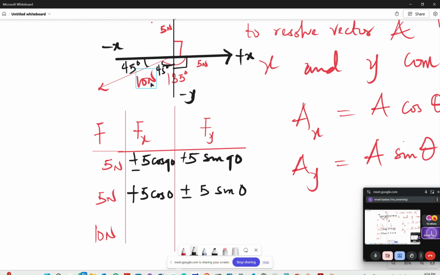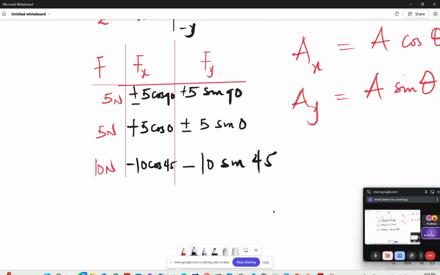Now for the x axis, this force points in the negative x axis, as you can see. So to resolve, I will say this will be minus 10 cos 45. It also falls in the negative y axis, as when something points downward here it is both negative x and negative y. So this will be minus 10 sin 45. Okay, so that is all.